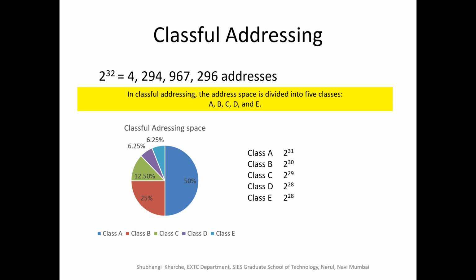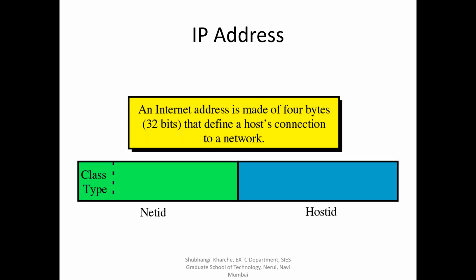Class D reserves 4 prefix bits for its identification. So the remaining 28 bits can be used for addressing in class D, and thus it occupies 6.25% of the total address space. And finally class E also reserves 4 prefix bits for its identification. So the remaining 28 bits can be used for addressing in class E. Class E also thus occupies 6.25% of the total available address space.